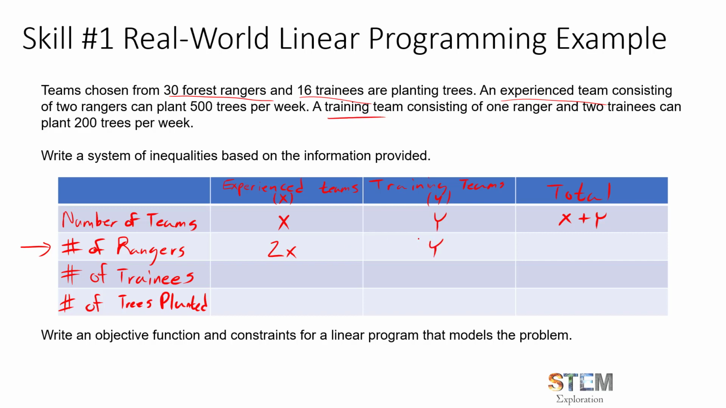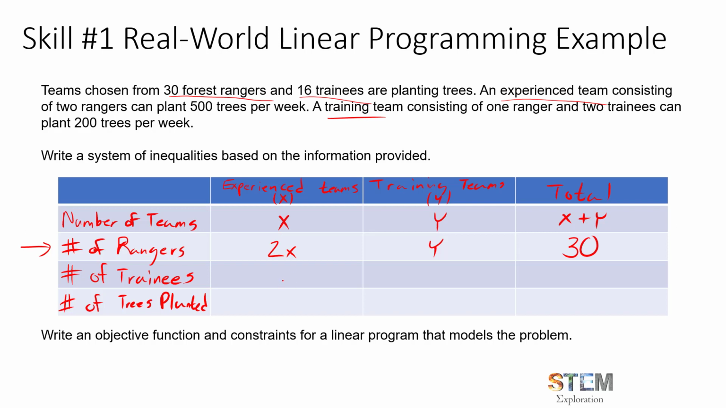What I want my equations or my tables to tell me is that if I choose to make an experienced team, it's going to consume 2 of the rangers, and if I choose to make a training team, it's going to consume 1 of the rangers. And so the equation, if I add all these together, the number can't be any higher than 30, because that's how many rangers we have.